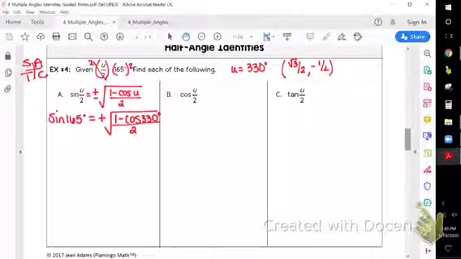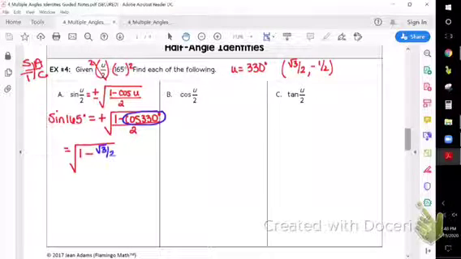So that's the problem that we're going to work on. So I don't have to keep putting the positive sign in front, because as long as there's no negative, we know that means it's positive. So then we have the square root of 1 minus cosine of 330 degrees. Well, we can find that looking at our ordered pair. Remember, cosine is our x value. So we know it's going to be the square root of 3 over 2. And then this is all over 2 here.